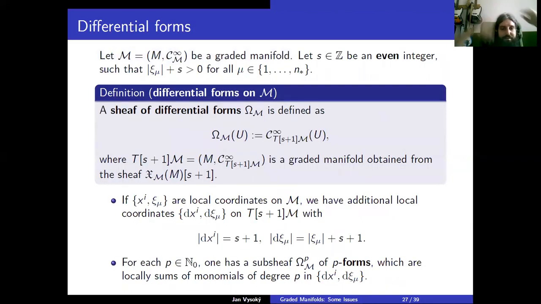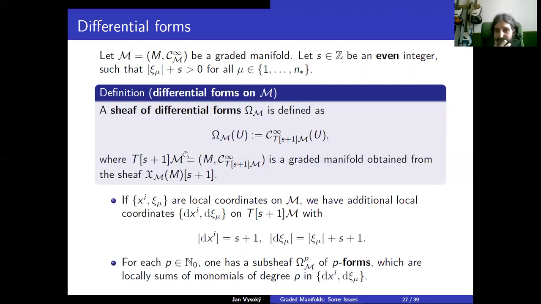And what about differential forms? Differential forms are introduced by a cute trick, kind of interesting one. So you start with a graded manifold. And now, because we allow for negatively graded coordinates, we have to be slightly inventive. So let us choose some even integer S such that the sum of these degrees, which is possibly negative, plus this even integer is always non-negative. This is a kind of stupid condition on my S, but it doesn't matter which S I choose, in principle, for all mu's.